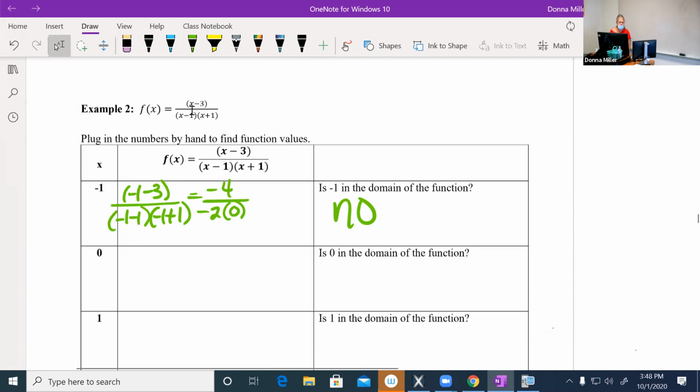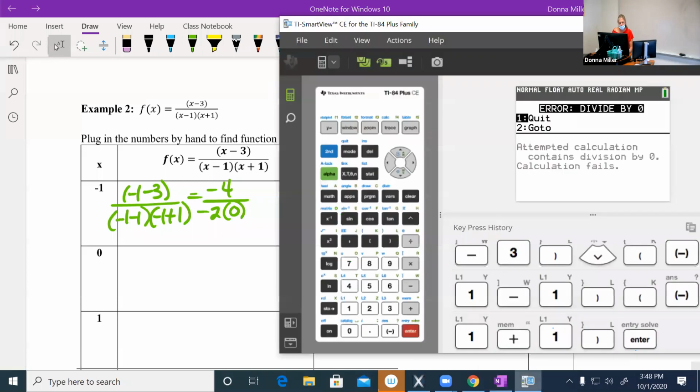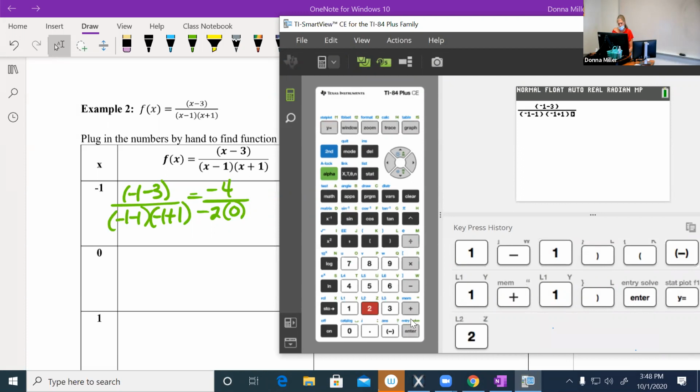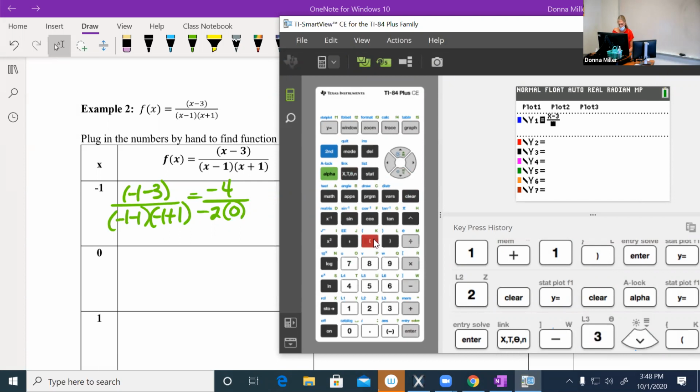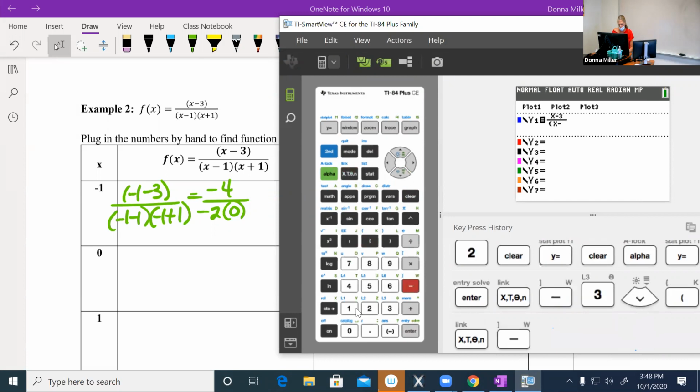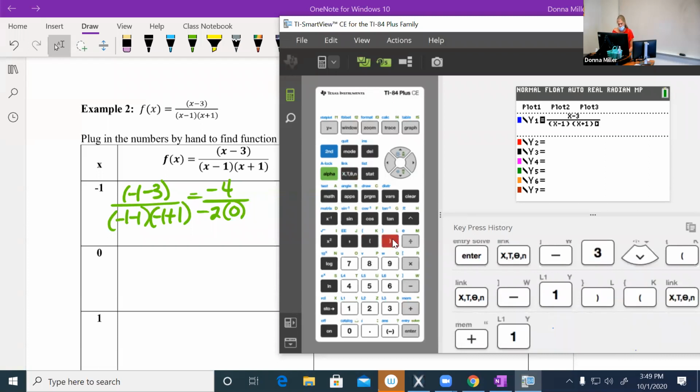Now, an easier way to do this is to go to your table. I don't want to plug these all in by hand. So I'm going to go to my calculator and enter that function. I'm going to go into y equals, and I'm going to enter that. So I'm going to use my fraction bar, x minus 3. I'll need parentheses on the top and on the bottom. All right, why am I doing this? It's going to save me some time.